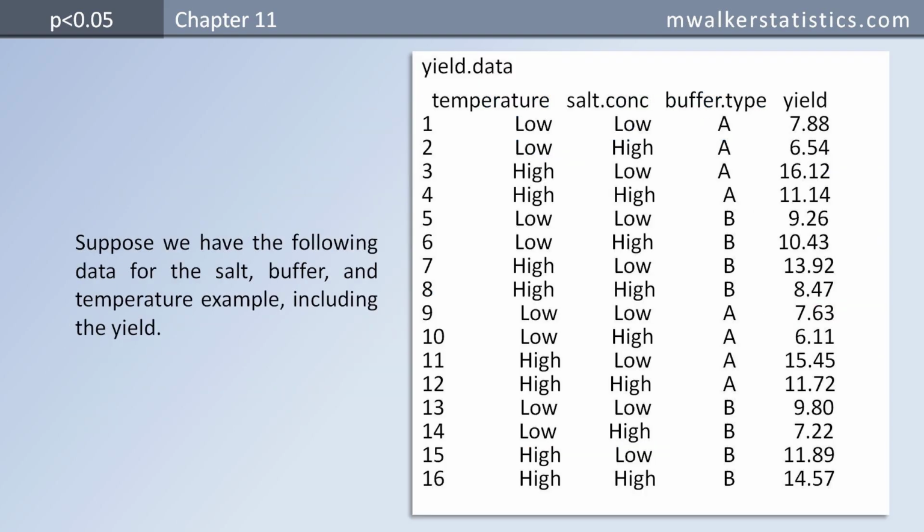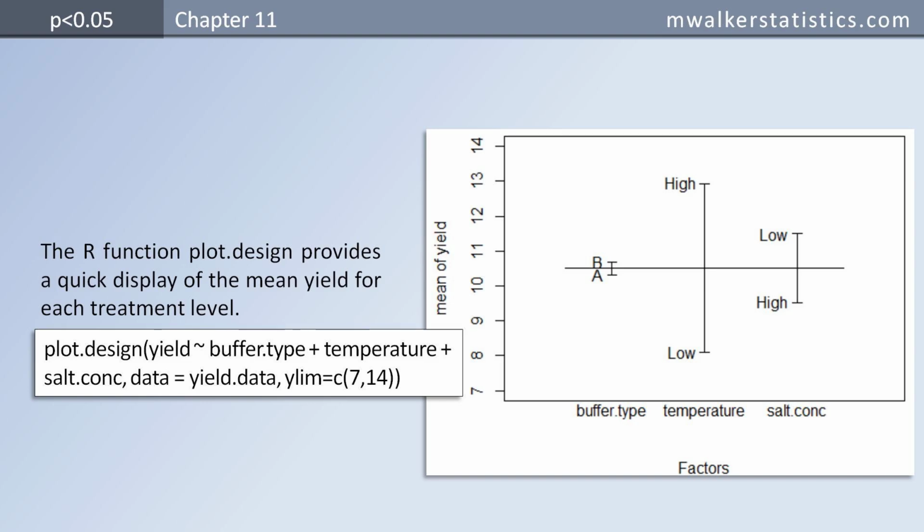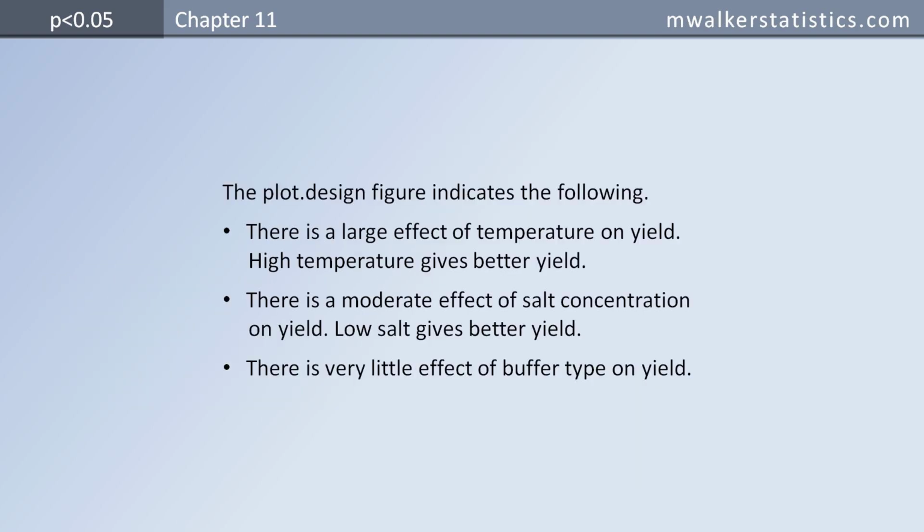Suppose we have the following data for the salt, buffer, and temperature example, including the yield. The R function plot.design provides a quick display of the mean yield for each treatment level. The plot.design figure indicates the following. There is a large effect of temperature on yield. High temperature gives better yield. There is a moderate effect of salt concentration on yield. Low salt gives better yield. There is very little effect of buffer type on yield.